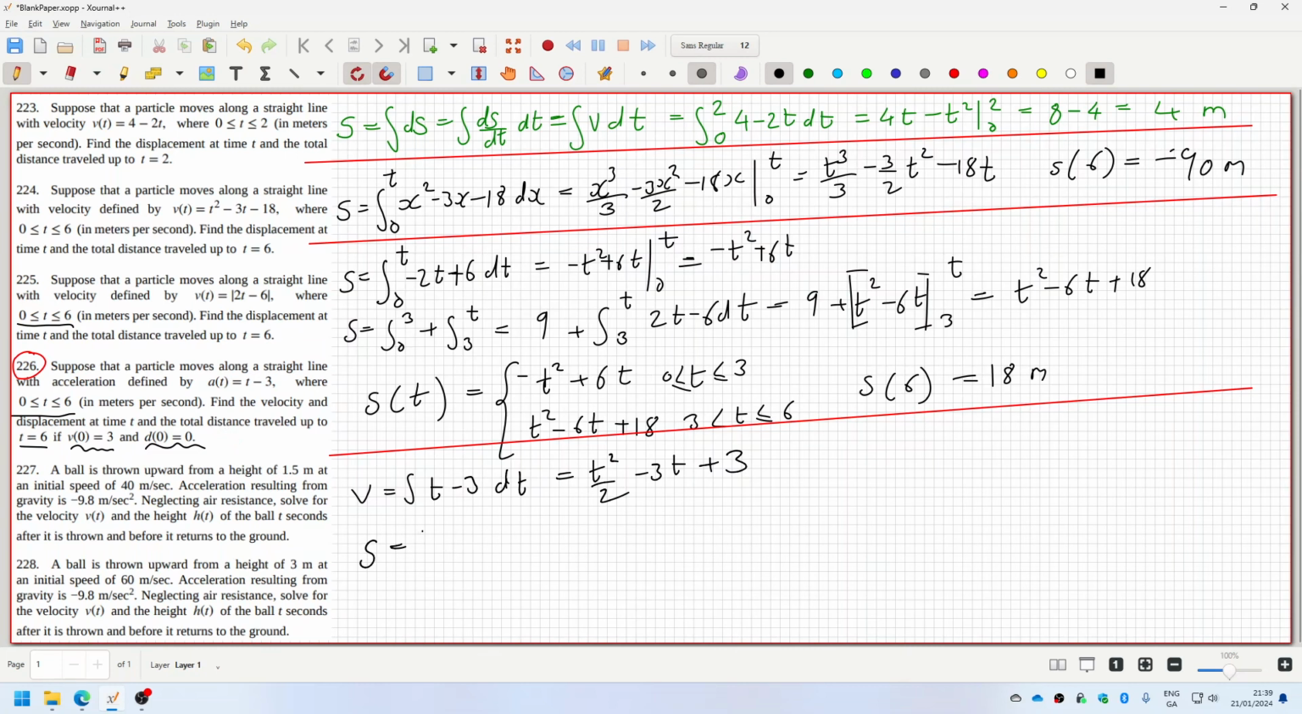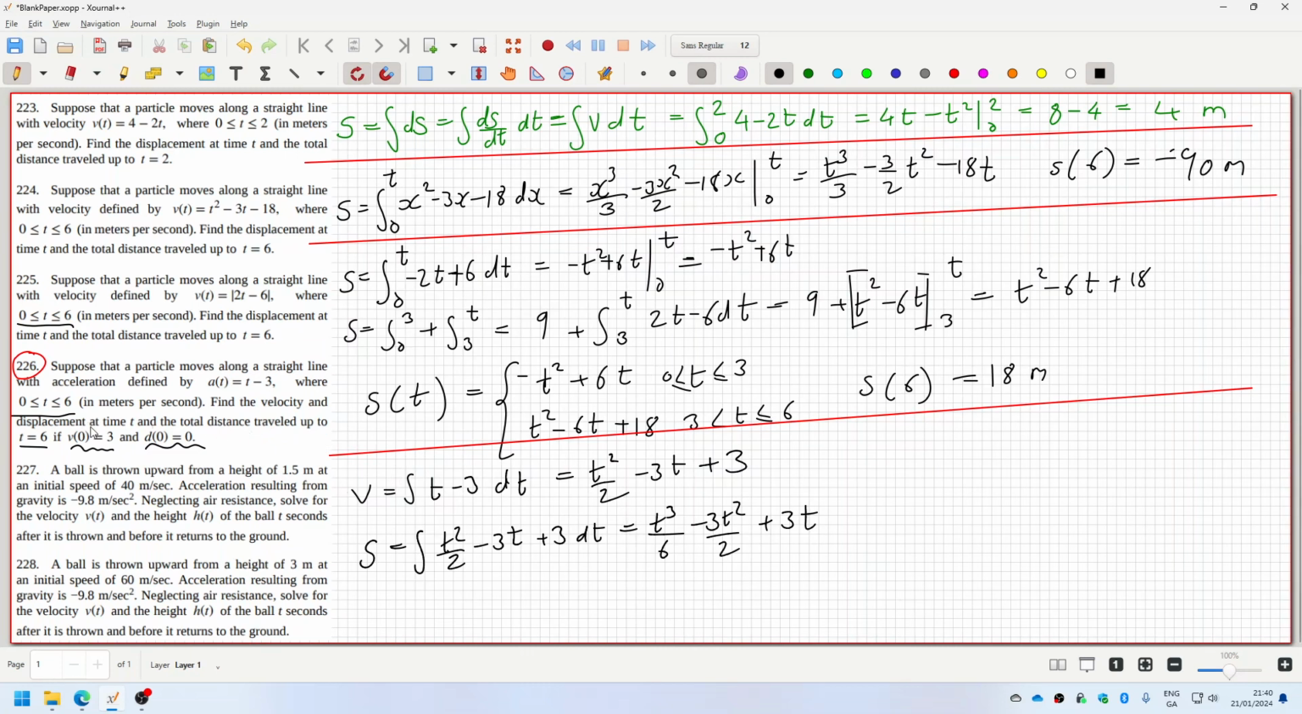Displacement would be the integration of t squared over 2 minus 3t plus 3 dt. That would be t cubed over 6 minus 3t squared over 2 plus 3t. And displacement. Are they using d for displacement or d for distance? Well, okay. I think distance will equal displacement. Better graph this to see what's happening.